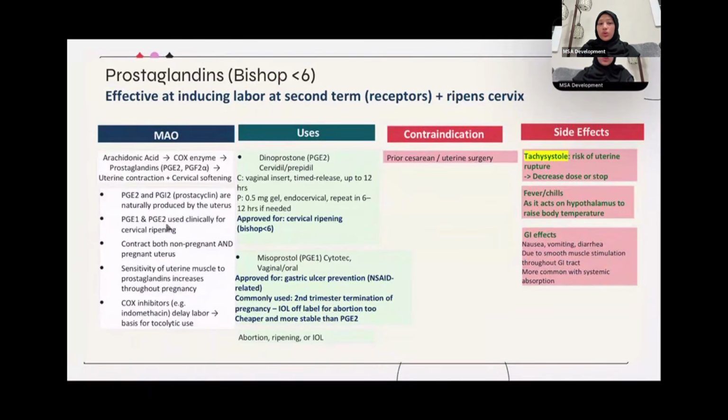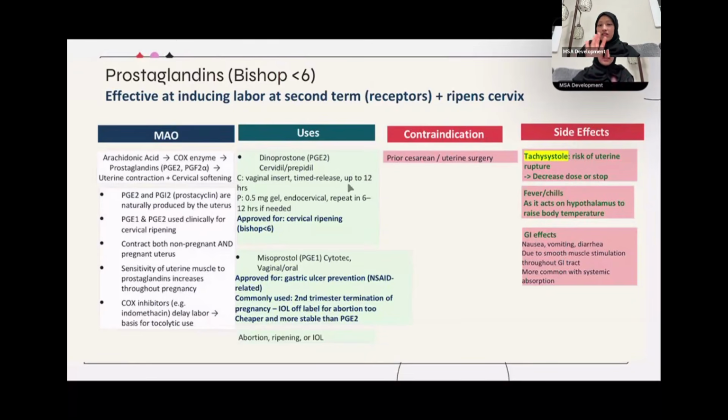PGE1 and PGE2 are the prostaglandins that we use as medication, which will contract every uterus, even if the person is not pregnant. The sensitivity of the receptors increases with time, but they're always there. COX inhibitors like indomethacin and NSAIDs will delay the labor. So this is a tocolytic, but I just put it there. Prostaglandins are usually for induction of labor. The main two drugs are the ones in green.